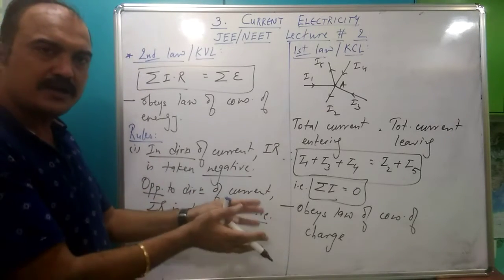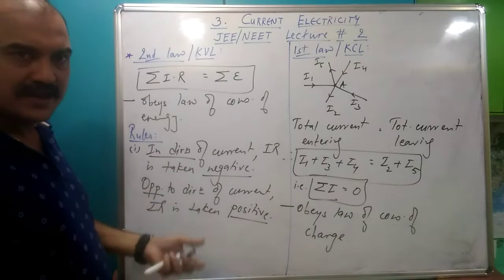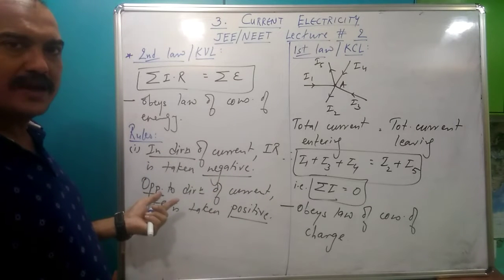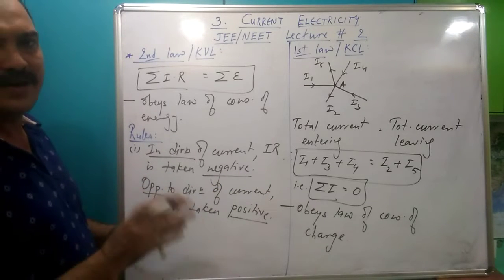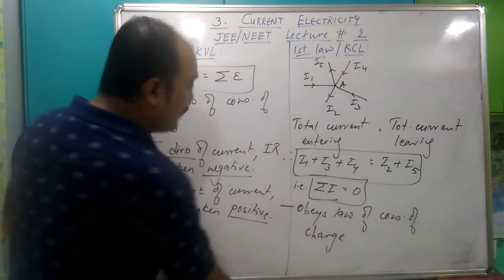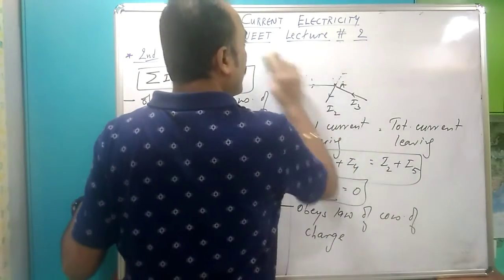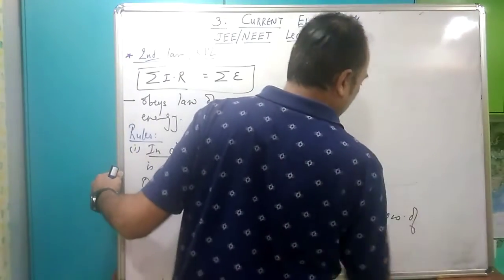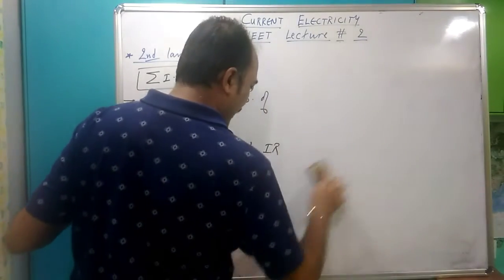Opposite, positive. So if you are going opposite to the direction of current, then IR will be taken positive. Secondly, if you are going through a battery, what type of convention do you have to use?